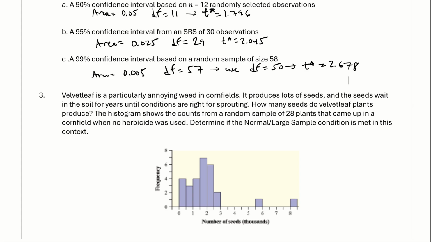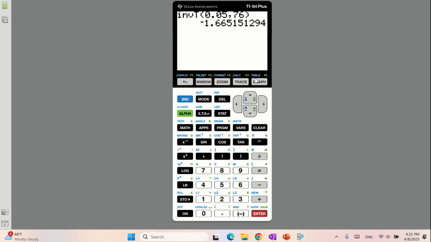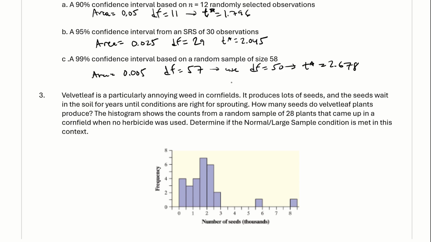All right, and we'll see what that looks like on the calculator. Okay, so let me change these values here: 0.005, and it was 57, I believe. All right, so negative 2.66. Then on the calculator, 2.66. It should be 2.665, all right? So it's pretty close to that.